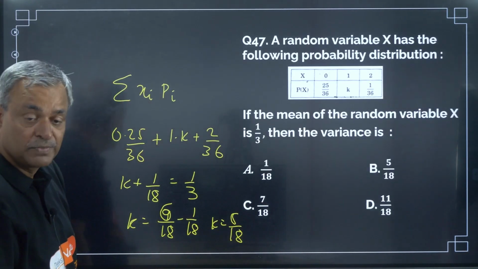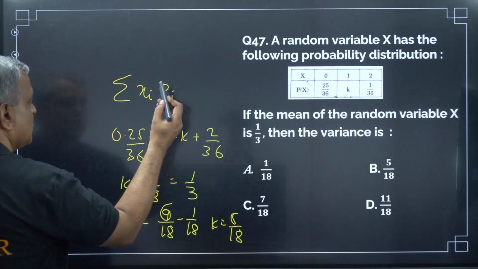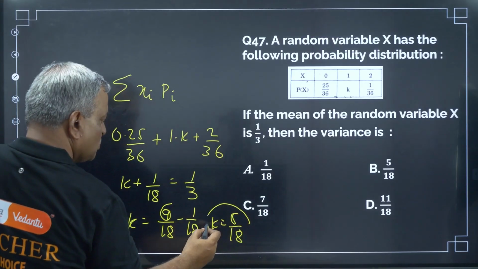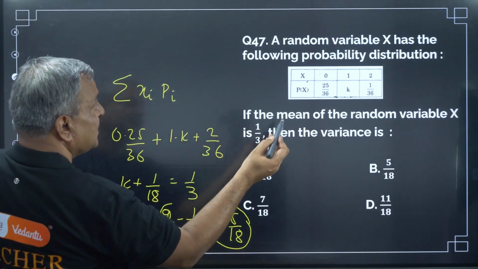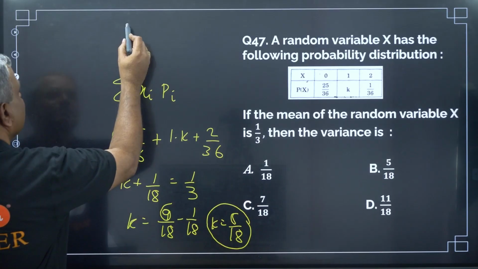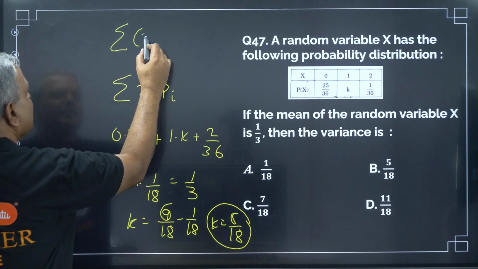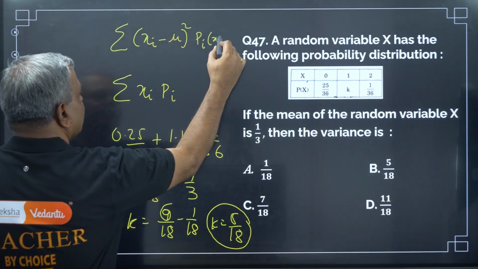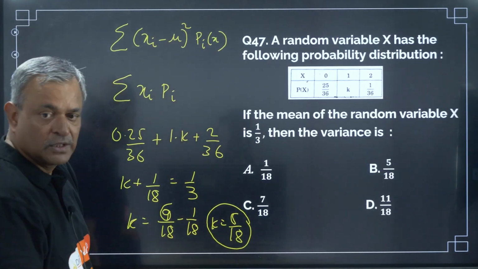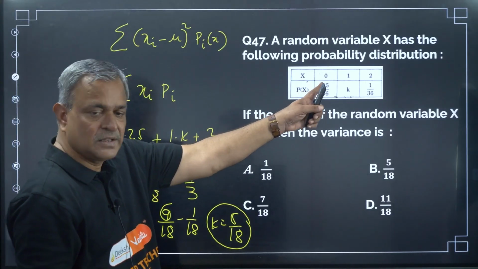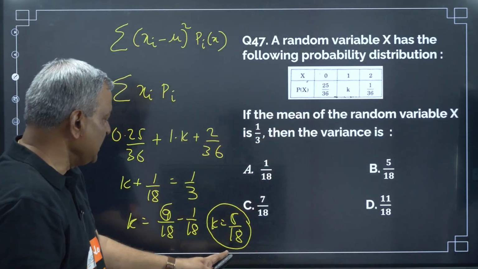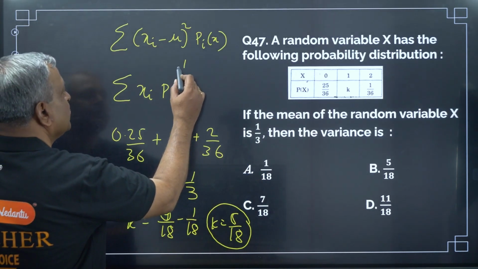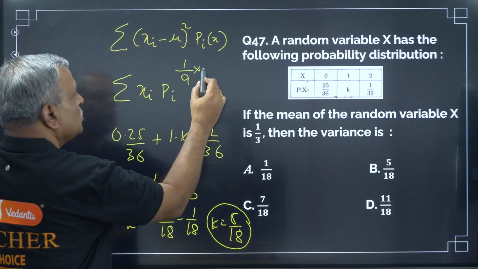Once you know the k value, we have calculated k is equal to 5 by 18. Next, what are they asking? They are asking the variance. That can be written as summation of xi minus mu whole square into p of xi. If you solve it, you substitute the value xi. Xi is 0. 0 minus the mean. Now, what is the mean given? 1 by 3. 0 minus 1 by 3 will give you 1 by 9 into the probability.